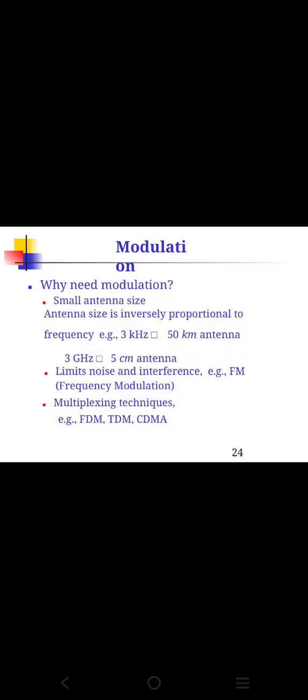Next is modulation. Why are we going for modulation? We need the antenna to be small in size. The antenna size is inversely proportional to the frequency. For example, at a frequency of 3 kilohertz the antenna should be 50 kilometers, and when the frequency is 3 gigahertz the antenna should be 5 centimeters. We must also consider limits, noise and interferences. For example, frequency modulation and many multiple access techniques are used, for example FDMA, TDMA and CDMA.